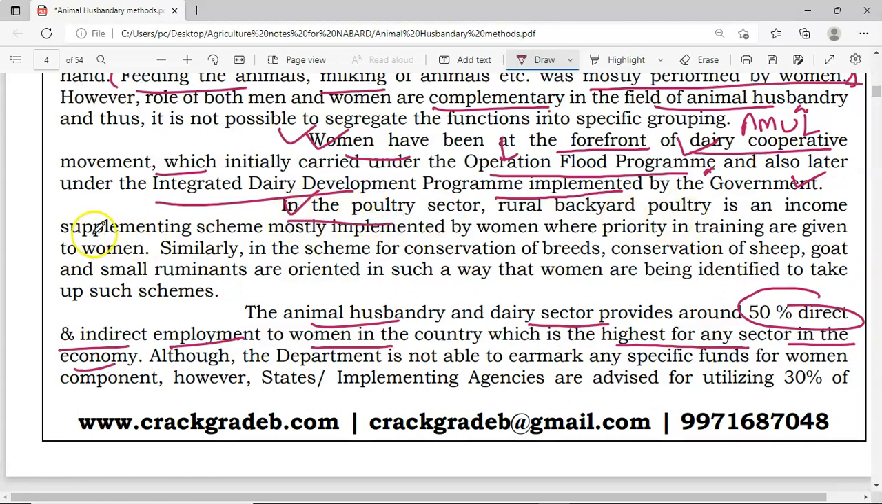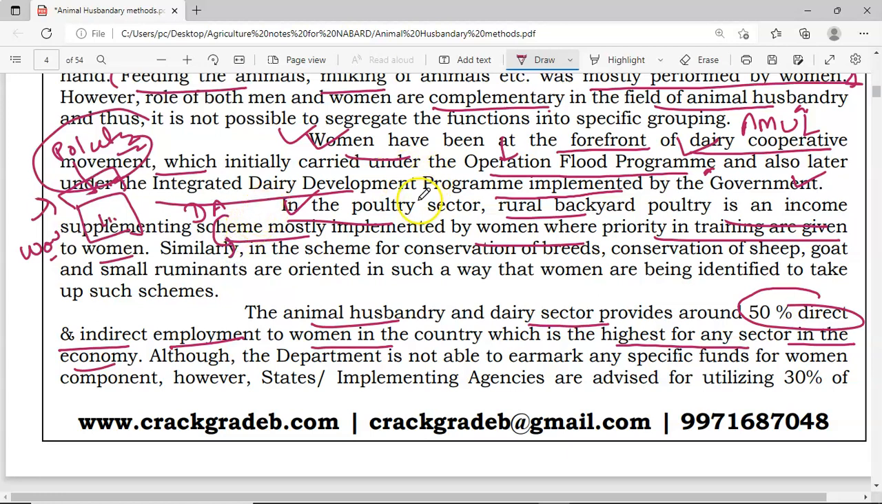In the poultry sector, for example, if a person is living in a rural area, the backyard can be used for poultry farming. This is done generally by the women. So this rural backyard poultry is an income supplementing scheme mostly implemented by the women, where priority in training is given to the women. Actually, this data I have taken from the Department of Animal Husbandry. So it talks about the role played by the Department of Animal Husbandry, and you are also able to understand what types of role a woman can play in animal husbandry.